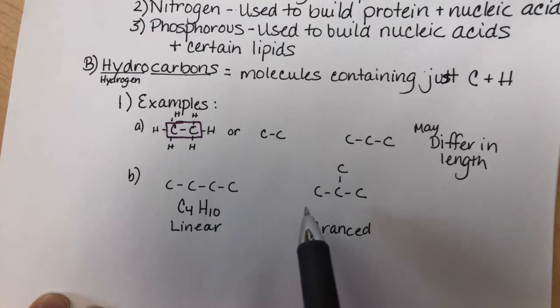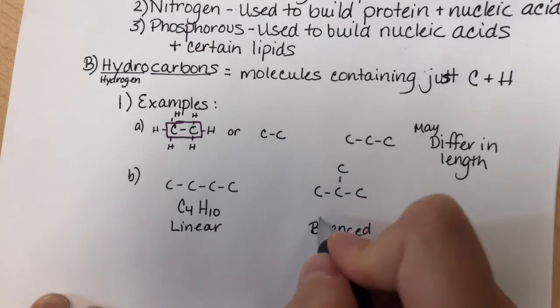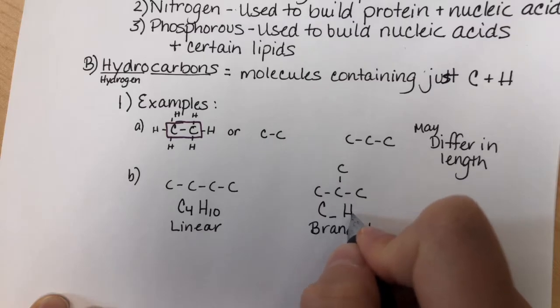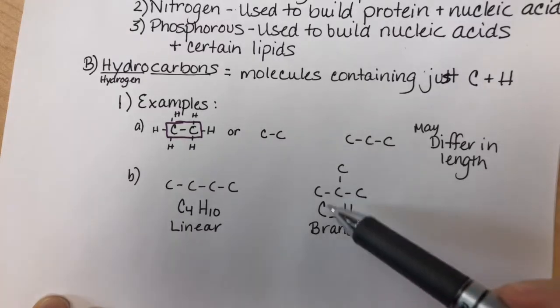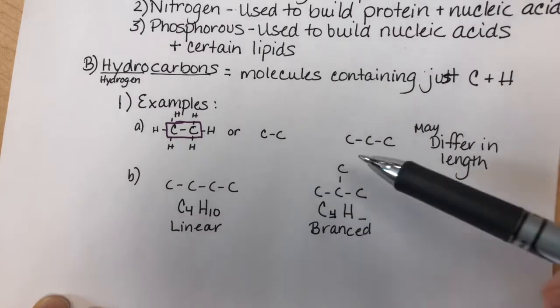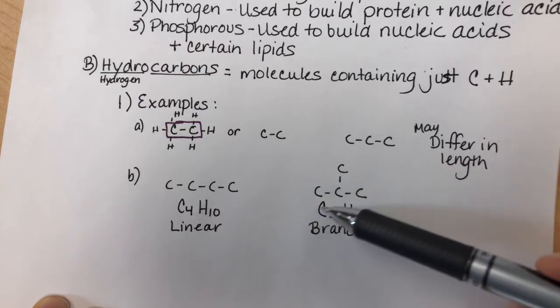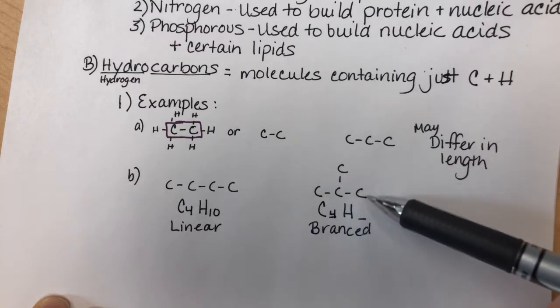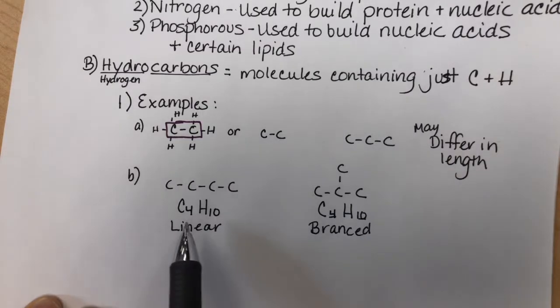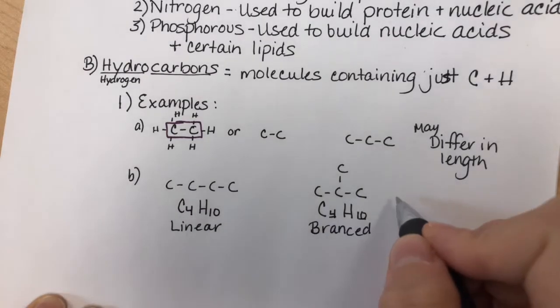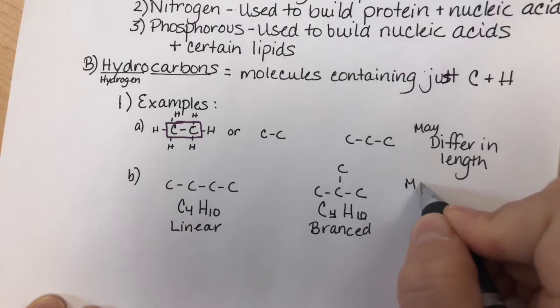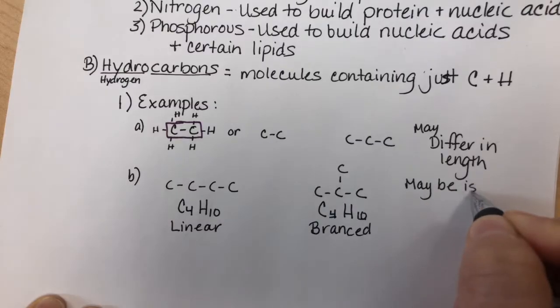See if you can write the formula. What would it be? C what, H what? Pause this and see if you can do that. Hopefully you came back and said that there are 4 carbons, and then 1, 2, 3, 4, 5, 6, 7, 8, 9, 10. So 10. If we look here, these two have the same formula, but they have a different shape. And so these 2 right here are what we call isomers. So I'm going to put here, they may be isomers.